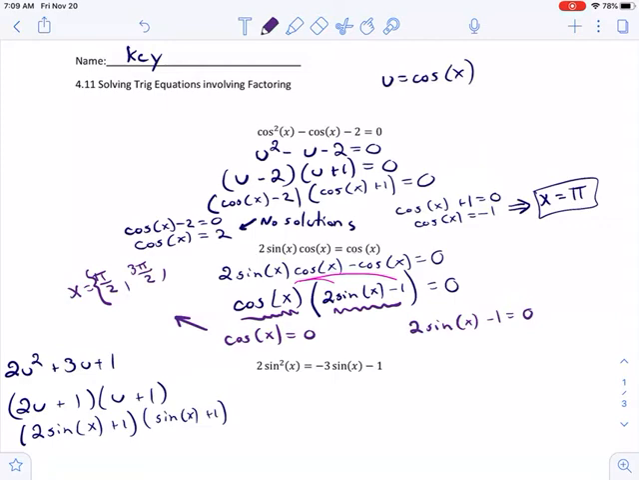and then just try solving this equation on the right, which is 2 sine x minus 1 equals 0. So I'm adding 1 to both sides. Then I'm also going to divide by 2. So I end up with sine of x equals a half.